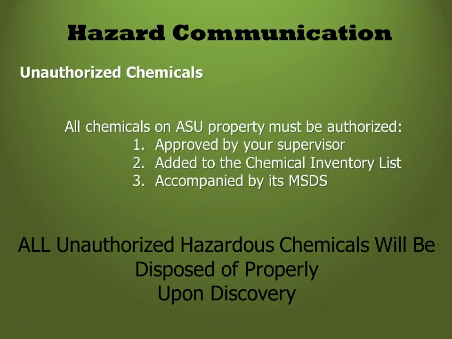All chemicals on ASU property must be authorized, which means it must be approved by your supervisor, added to the department's chemical inventory list, and accompanied by its own MSDS. All unauthorized hazardous chemicals will be disposed of properly upon discovery.